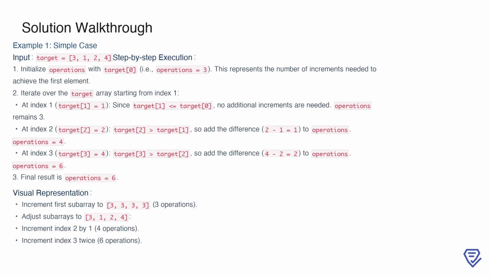At index 2, we see the value 2 is greater than the previous value 1. The difference, which is 1, is added to the operations, bringing the total to 4. At index 3, the value is 4, again greater than the previous value 2. The difference, 4 minus 2, equals 2, so we add that to the total, resulting in 6 operations. The visual representation shows how we increment the entire array to 3, 3, 3, 3, using 3 operations, and then make targeted adjustments to match the target array, requiring 3 more operations, for a final total of 6.